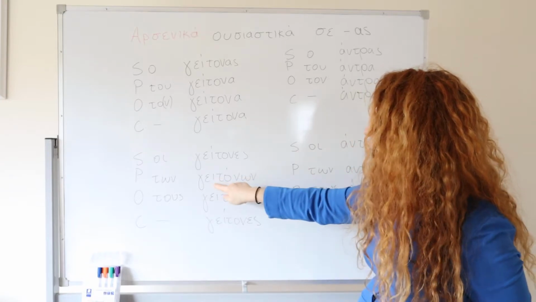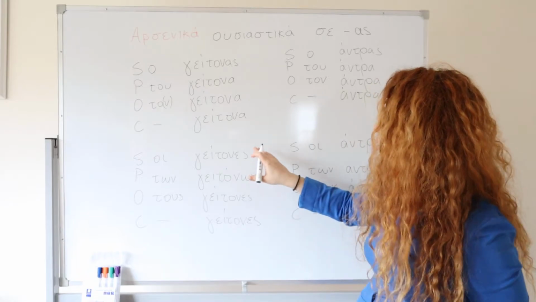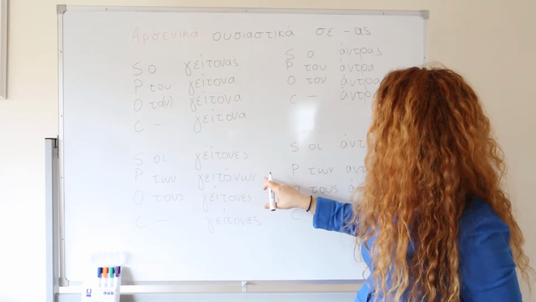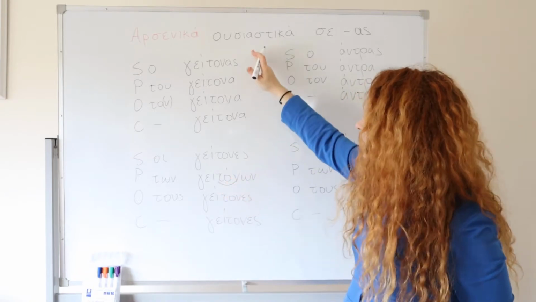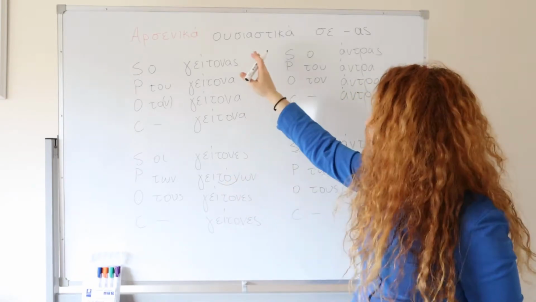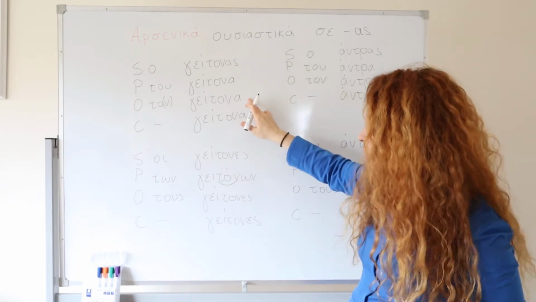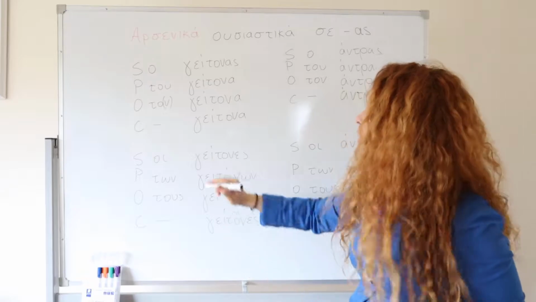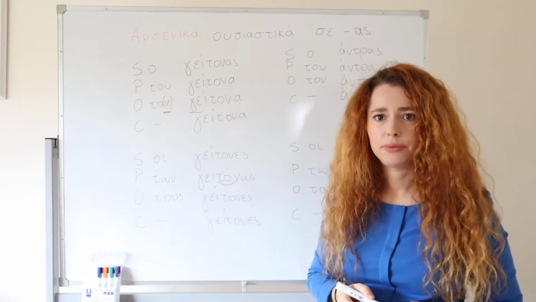As you can see, the tonos drops in possessive, in plural possessive. So from οι γείτονες it becomes των γειτόνων. In singular we have no change, the tonos remains the same. Ο γείτονας, του γείτονα, τον γείτονα, γείτονα. We don't have an N here because gamma is a soft sound.